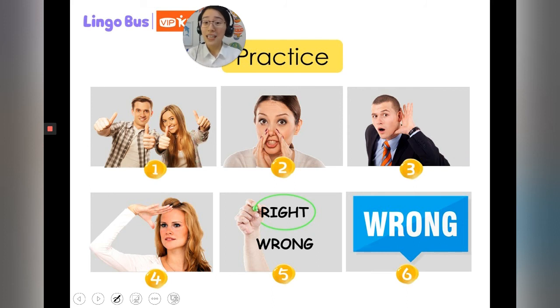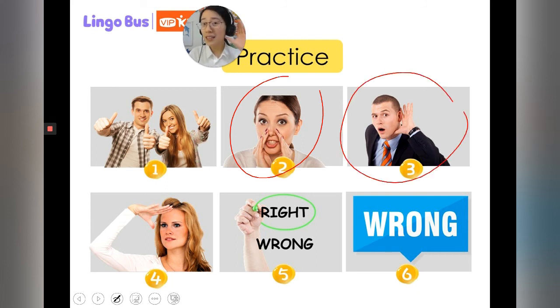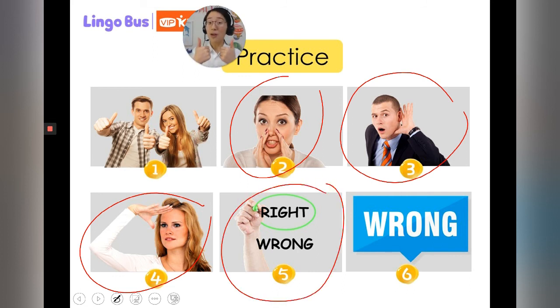The first one is 很棒. Great. The second one is 说. Speak. This one is listen, 听. Look is 看. This one is 对. Right. So wrong is 不对.